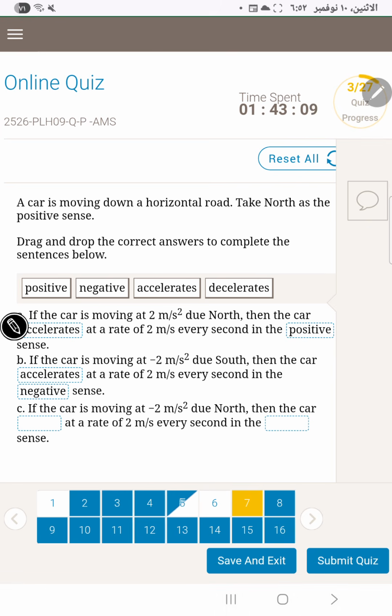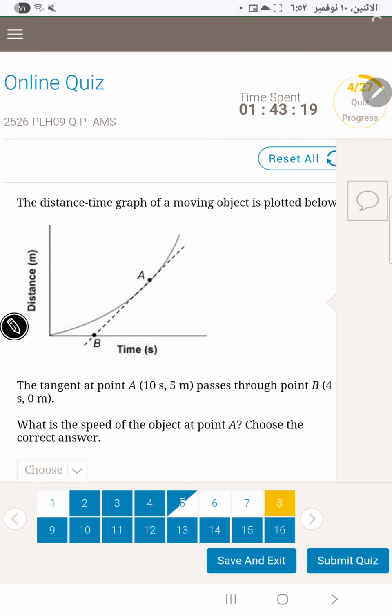So then the car is decelerating. So here decelerating in the positive sense. Very easy. Question number 8. Now, the tangent at point A, 10 seconds, 5 meter, passes through point B, also 4, 0.